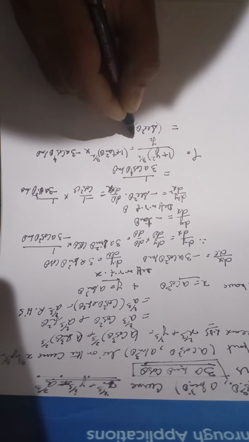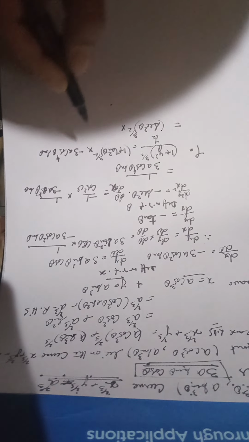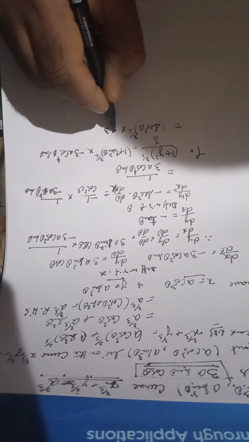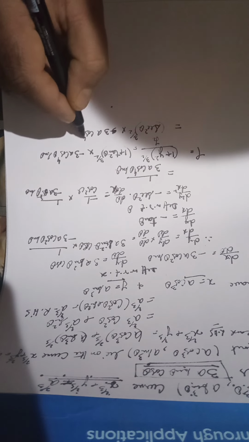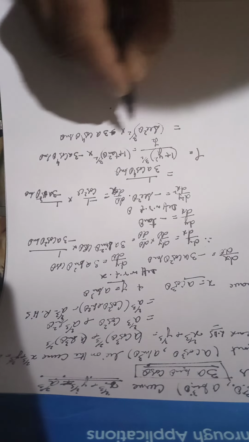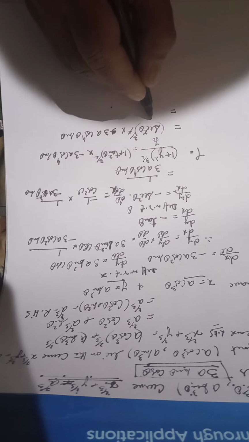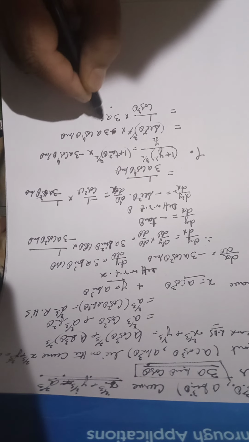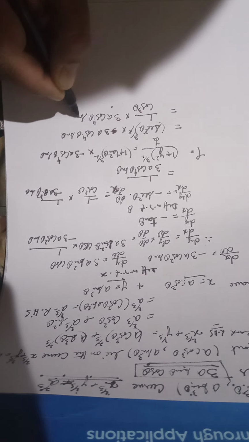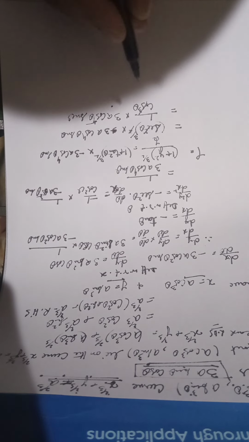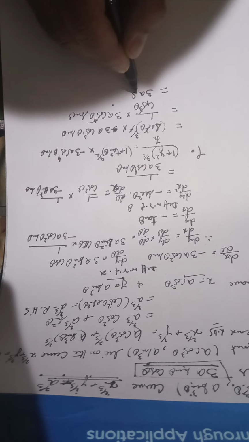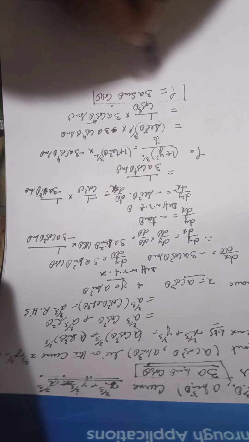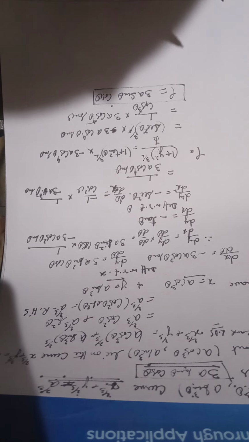(sec²θ)^(3/2) into 1 over 3a. Let me omit this negative sign. 3a cos⁴θ sinθ. So this is secant cube, or 1 by cos³θ, over 3a cos⁴θ sinθ. Cos cube and cos goes. This is 3a sinθ cosθ. This is the radius of curvature we were supposed to find, right?